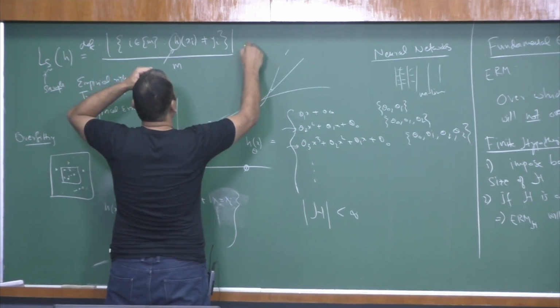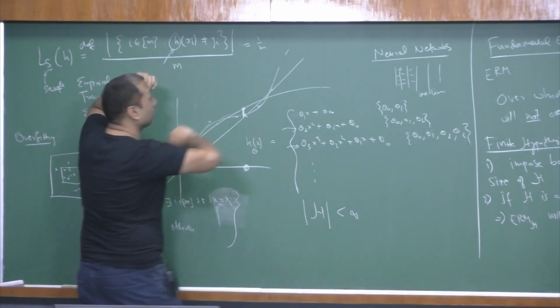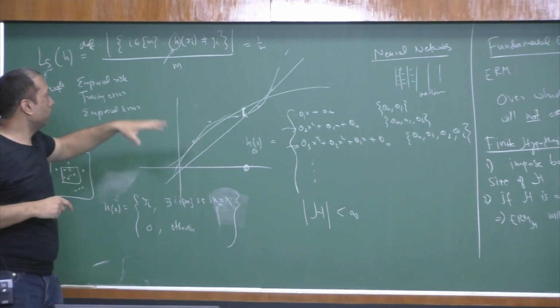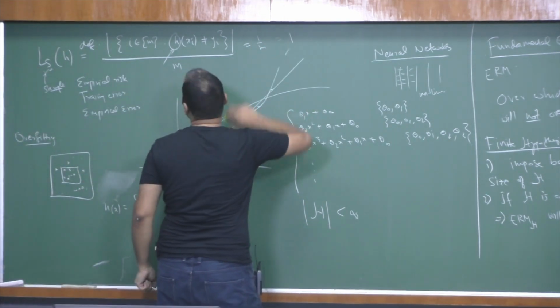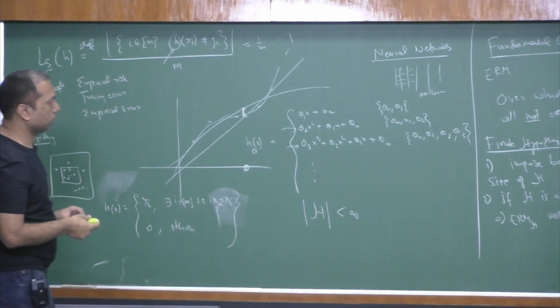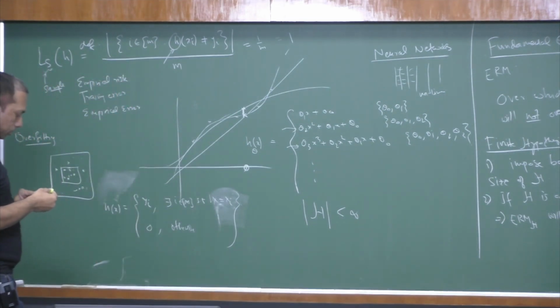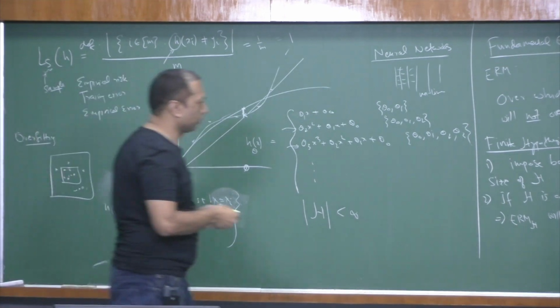So this is like 1 over M. So M is 1 here, okay? M is 1, so this is 1, okay? So L_S(h), what was predicted, is correct. Indeed, L_S is 1, so this is fine.